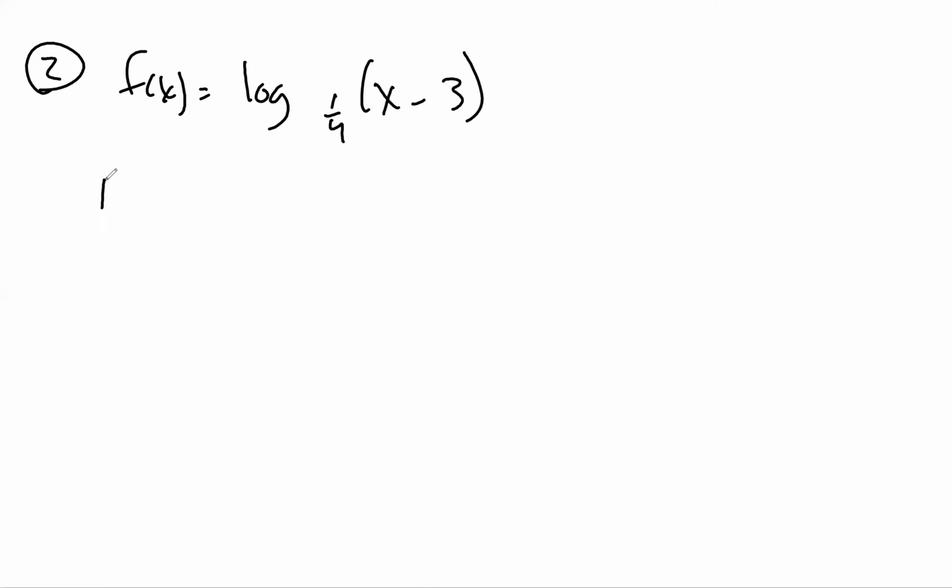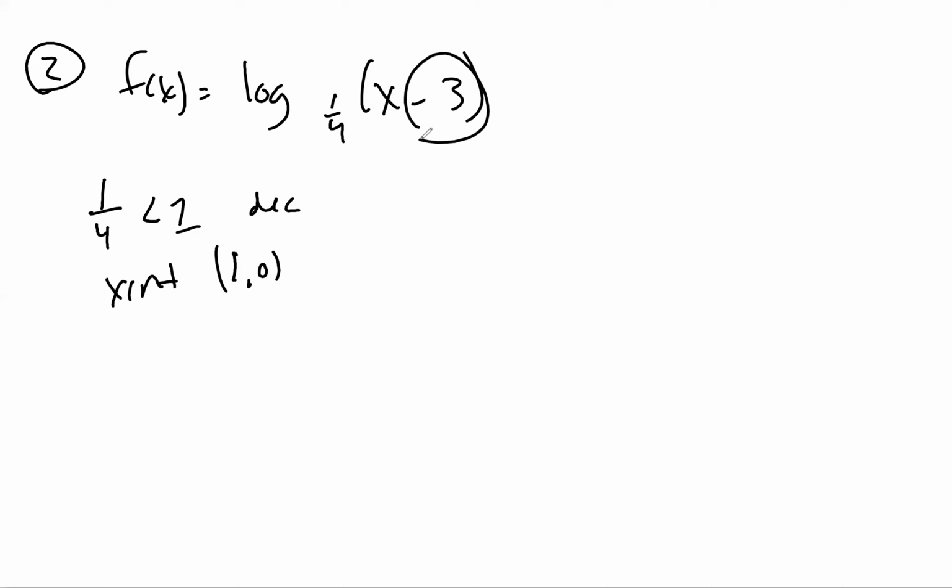Number 2. We'll have f of x equals log base 1/4 of x minus 3. And so we'll say the base is 1/4, which is less than 1, so we know it's decreasing. We also know that the x-intercept is (1, 0).